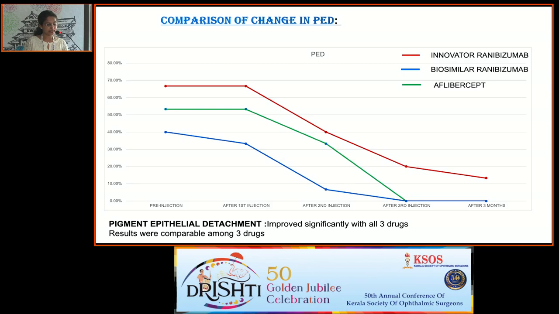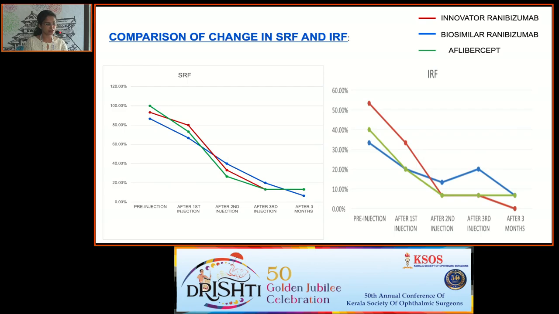At the end, we can see the PED flattening effect. The aflibercept group, that is the green color, has almost complete flattening of the PED. So aflibercept worked better for the PED. Then comparison of change in SRF, we can see almost comparable for all three groups.